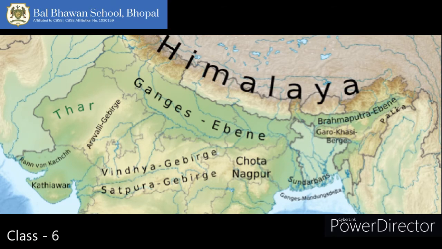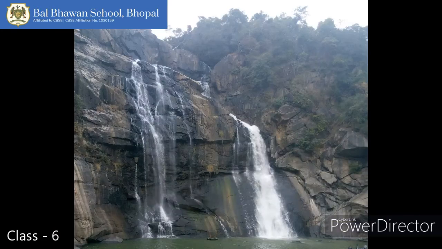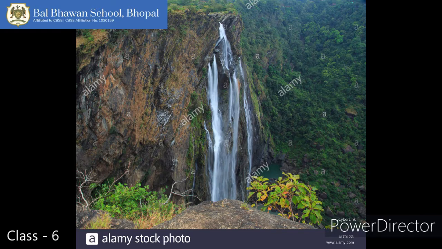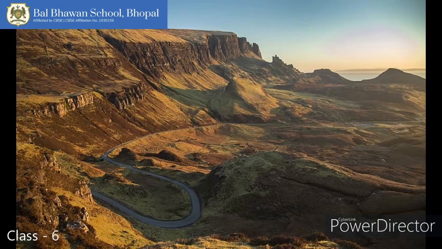In the plateau areas, there may be several waterfalls as the water falls from a very great height. In India, the Hundru Falls in the Chota Nagpur Plateau on the river Subarnarekha and the Jog Falls in Karnataka are examples of such waterfalls. The lava plateaus are rich in black soil that is very fertile and good for cultivation. Many plateaus have scenic spots and are a great tourist attraction.